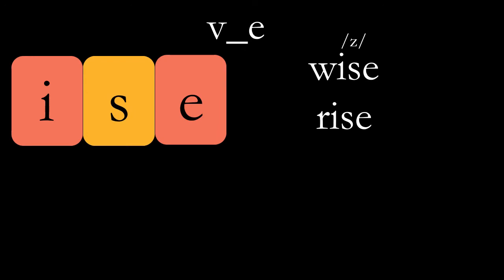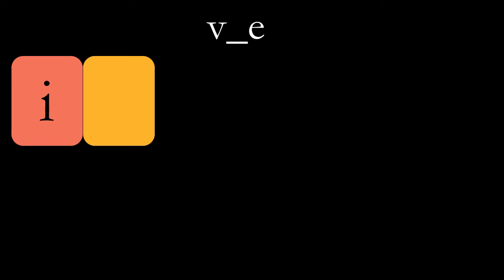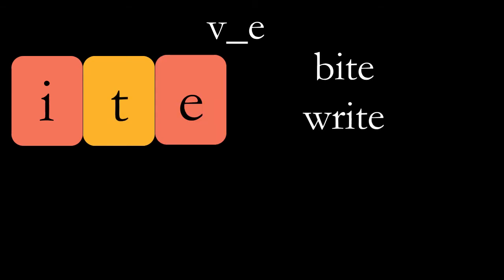And we learned what happens with S when it's between two vowels, especially. Many times it doesn't even sound like an S, it sounds like a Z, like wise and rise. And remember, we mark that with a little Z over the S. It becomes ite, like bite and right.